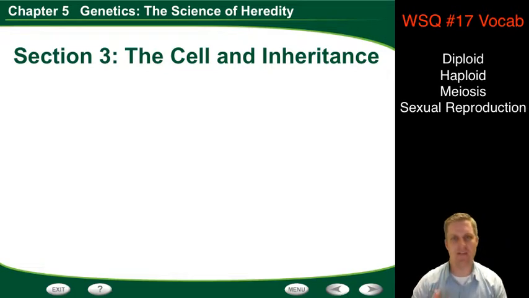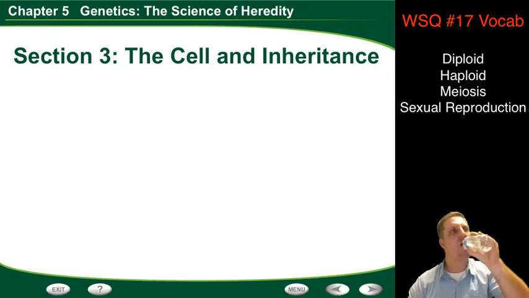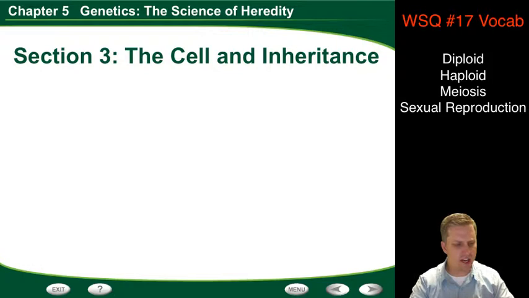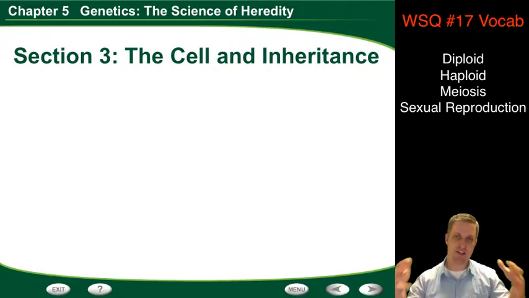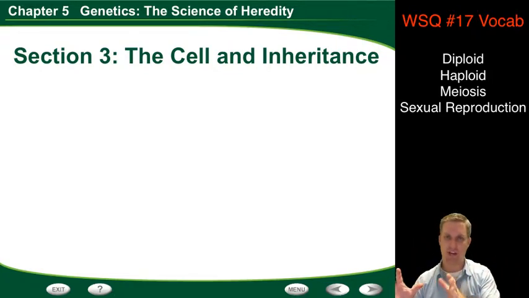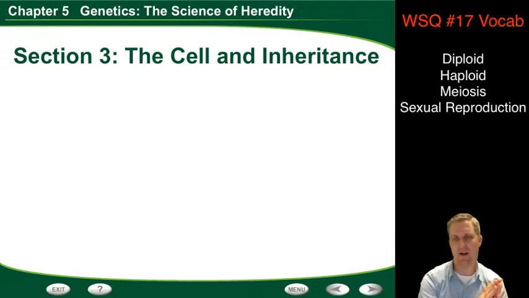All right, welcome to Chapter 5, Section 3 on genetics. Today we're going to be talking about the cell and inheritance. And really important today that we understand that what we're going to be doing today is combining what we've learned already from previous chapters on the cell and what we've learned recently on heredity and inheritance. And we're going to combine, or marry, those two items together to understand how it happens at the cellular level.